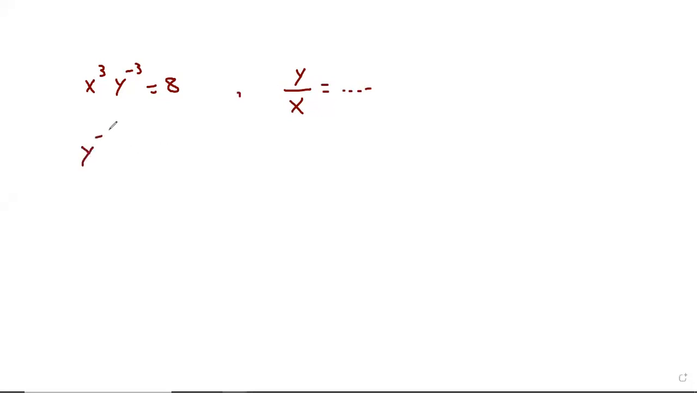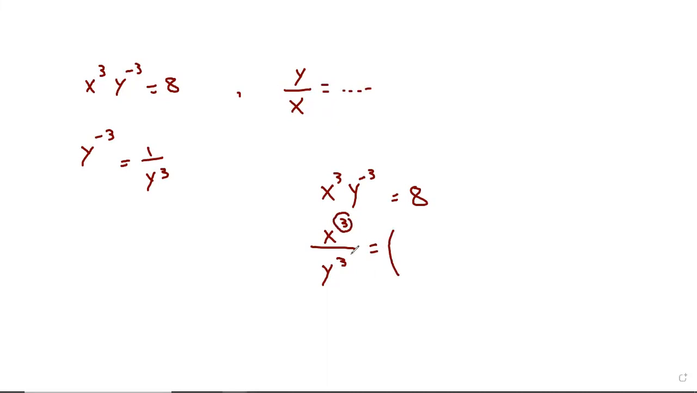If we have a negative power, y to the power of negative 3, we can write it as 1 over y to the power of 3. So x to the power of 3 multiplied by y to the power of negative 3 equals 8. We can write it as x to the power of 3 and drop y to the power of negative 3 down. It will be y to the power of 3. Then we can write it because we have the same power, so write it as x over y all to the power of 3. x over y all to the power of 3 equals 8.